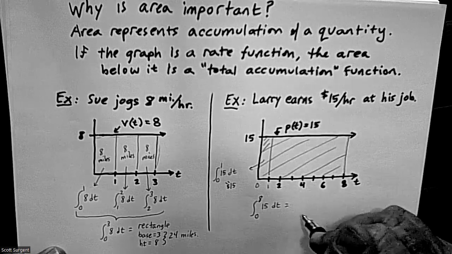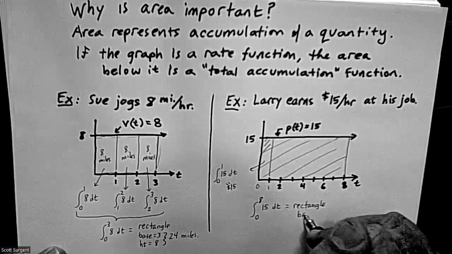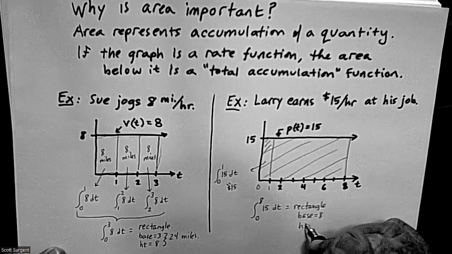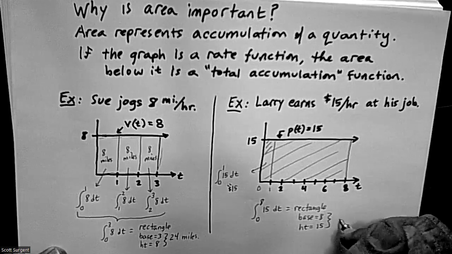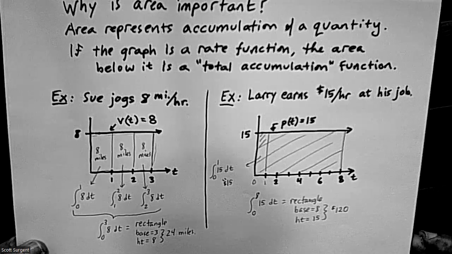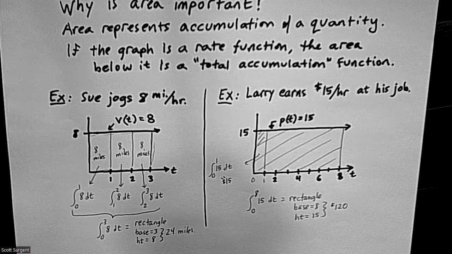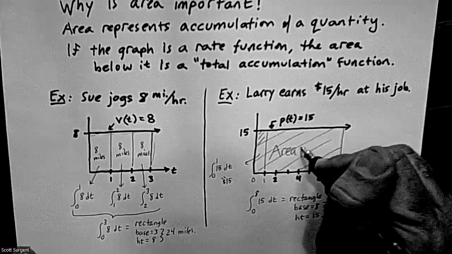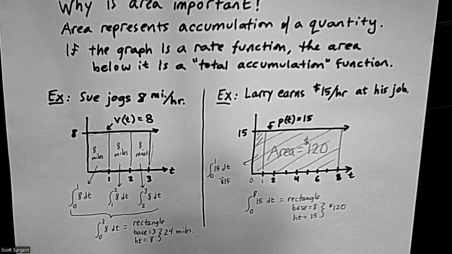How much money has he accumulated? Well, again, I look at the shape, it's a rectangle. The base is 8. The height is 15. If I multiply that together, I get 120. So if he works 8 hours and he's making $15 per hour, he's going to accumulate $120. The area that you see here is the amount of money he's accumulated. So the area is actually representing a physical quantity. Okay.